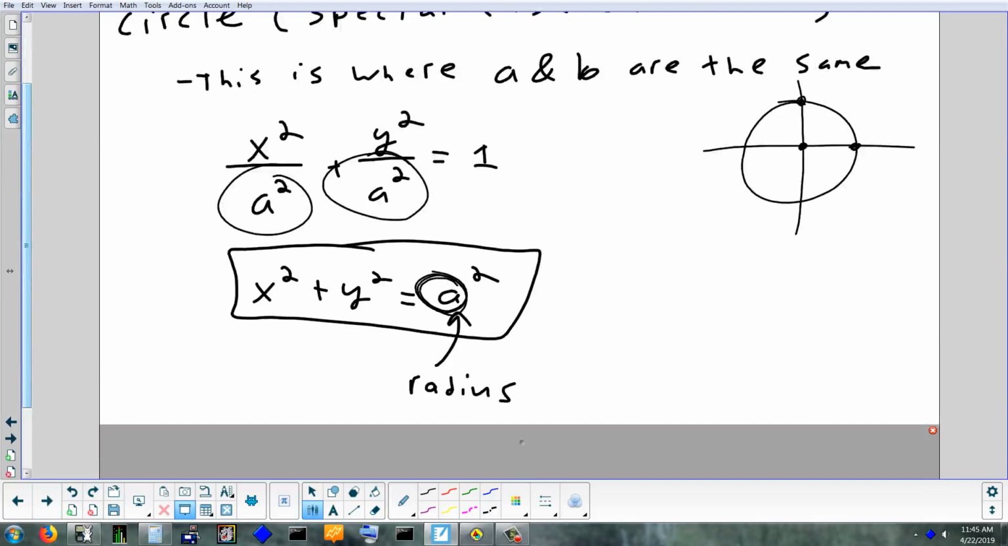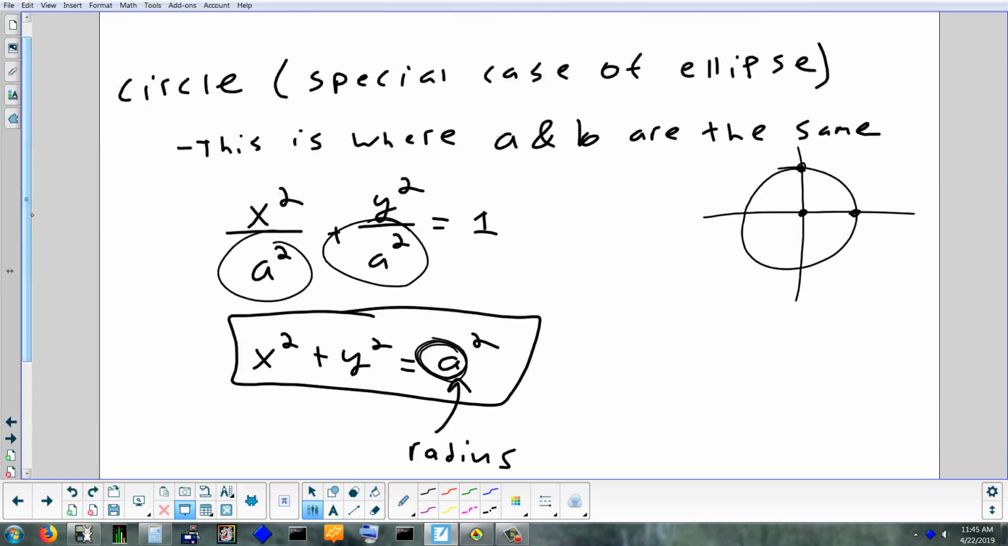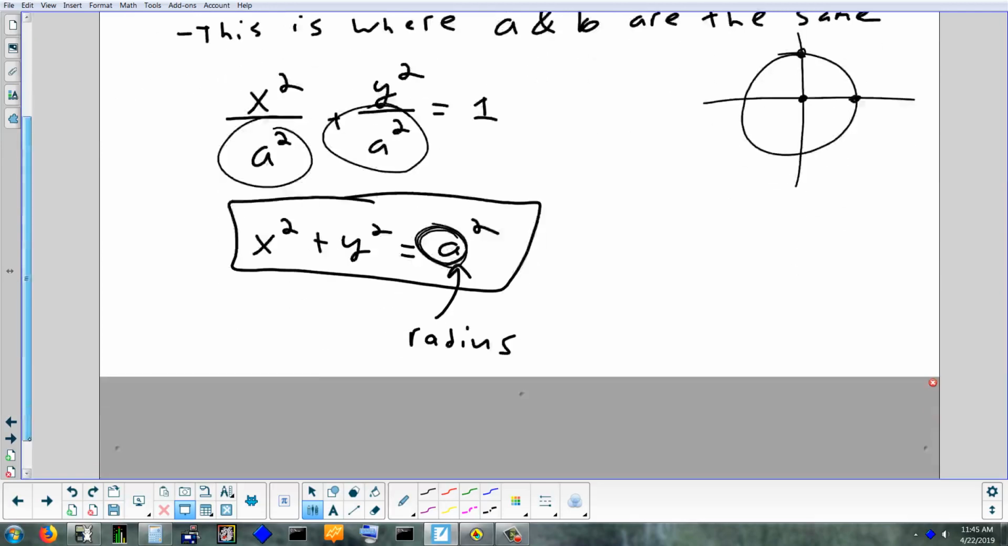So if you had a circle, we just say it's the distance from the center to the edge. And it's the same everywhere. It's not like it's different in different directions. So just trying to point out that a circle is really just a special case of an ellipse. But that's all we're going to say about circles. Any questions on it? Okay.